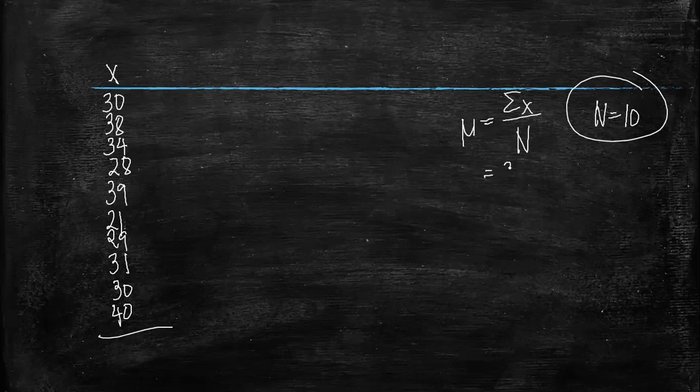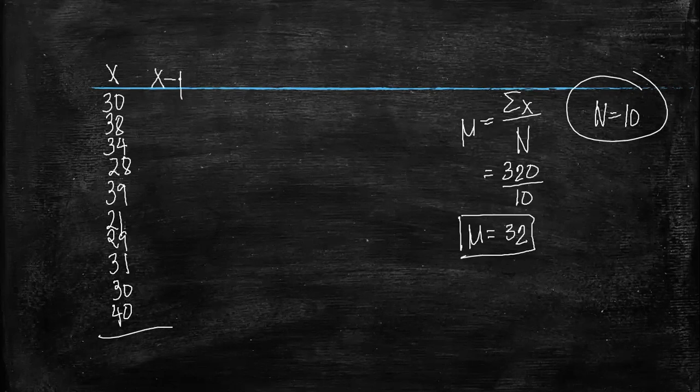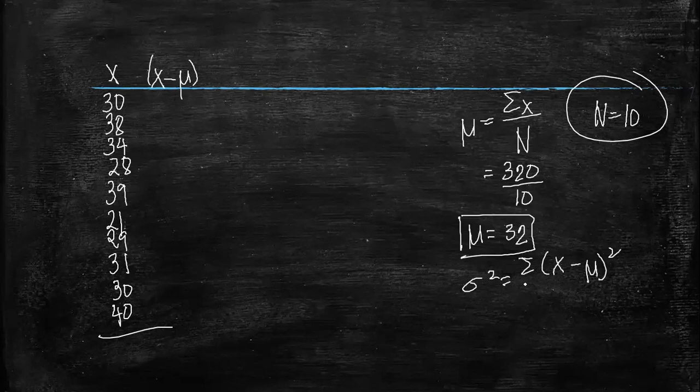320. 320 divided by 10, so our mean is 32. Since we already have the mean, which is 32, let's find our variance. Sigma squared is equal to the summation of x minus mu squared over n.